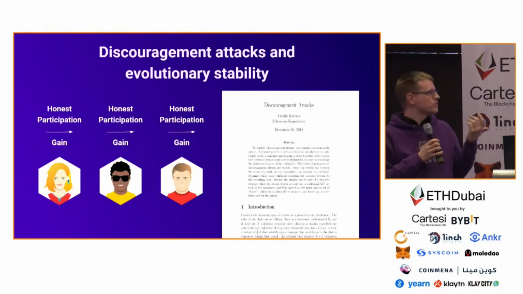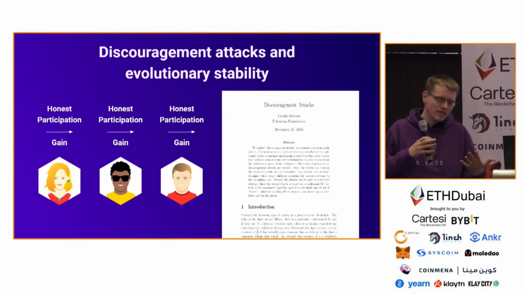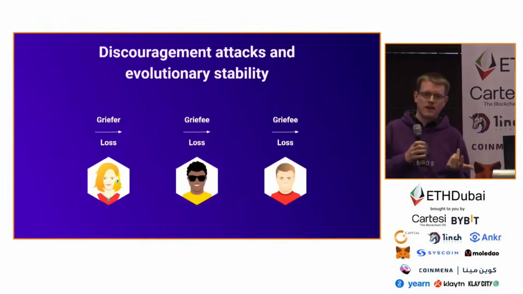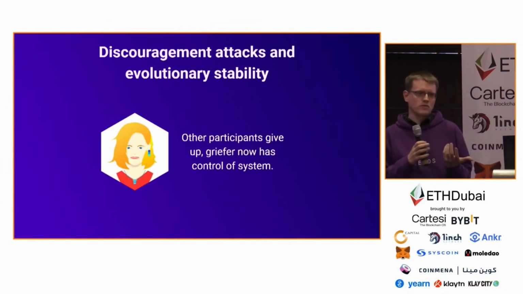Another point of existing research, again related to work that Vitalik did, is the notion of discouragement attacks and, relatedly, evolutionary stability. So here the idea is you might have a game where if everybody plays normally, honestly, everybody gets some kind of gain. Everybody benefits. But one player can decide to deviate, imposing a loss on herself, but also imposing a loss on the other players. I'll have an example of this in a couple slides. And the idea is that the griefer is willing to take a loss so that the other players who were still performing honestly also take losses. And hopefully, at some point, they'll decide, well, why am I playing this game? I'm doing my best, and I'm taking a loss. And they'll just give up and leave. And the griefer will be left with control of the system.